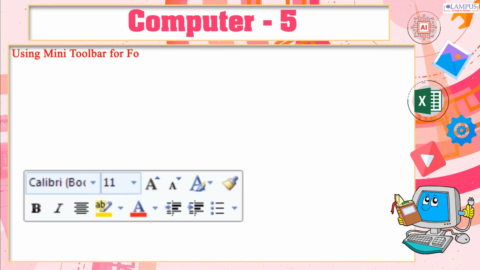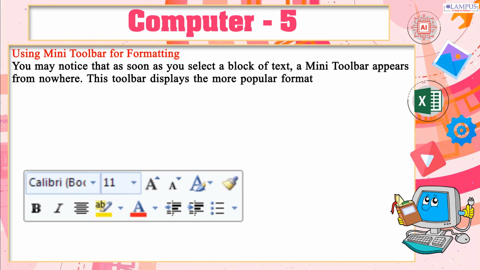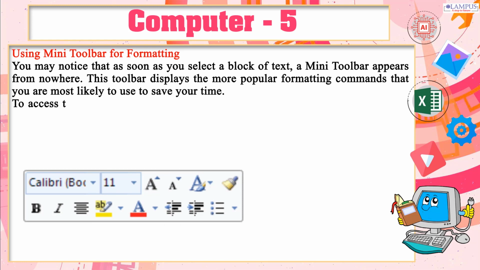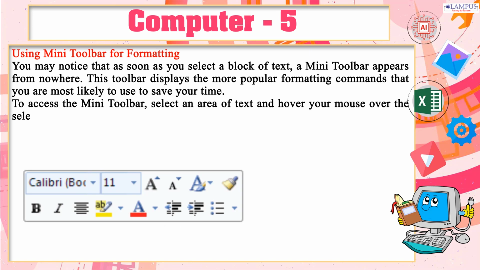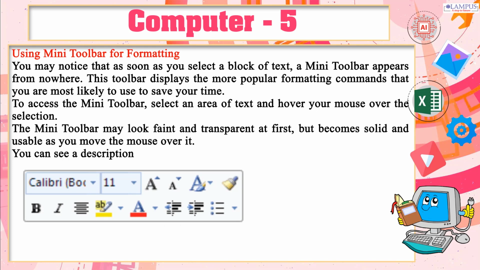Using Mini Toolbar for formatting. You may notice that as soon as you select a block of text, a Mini Toolbar appears from nowhere. This toolbar displays the more popular formatting commands that you are most likely to use, to save your time. To access the Mini Toolbar, select an area of text and hover your mouse over the selection. The Mini Toolbar may look faint and transparent at first, but becomes solid and usable as you move the mouse over it. You can see a description of each Mini Toolbar button by resting your pointer on it.